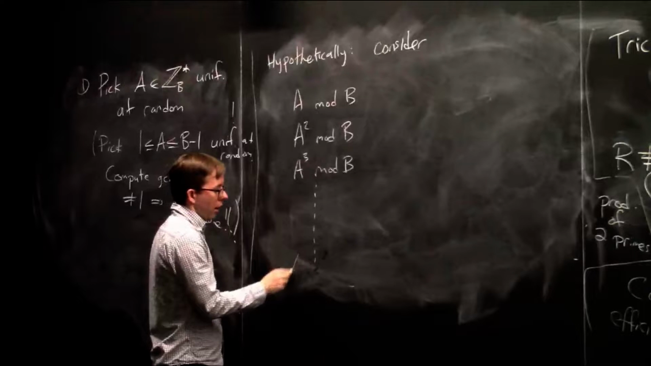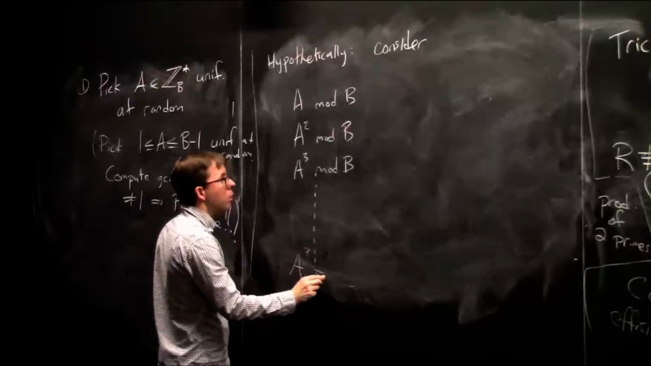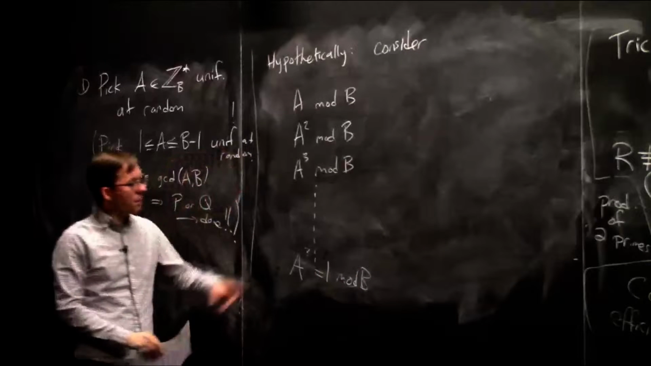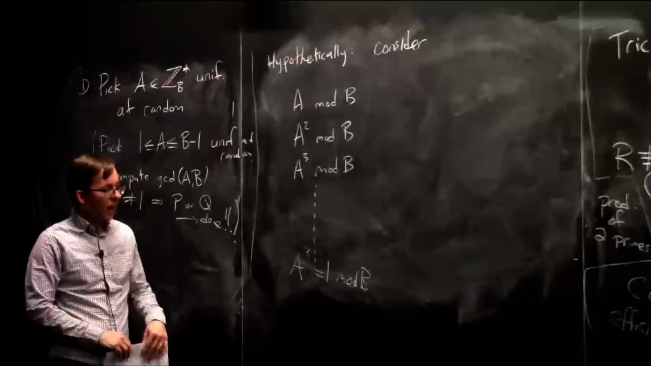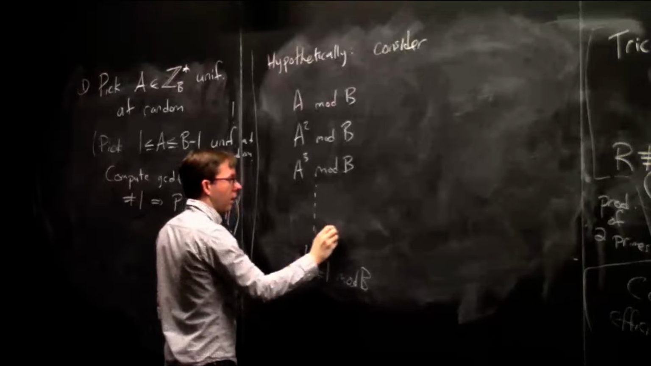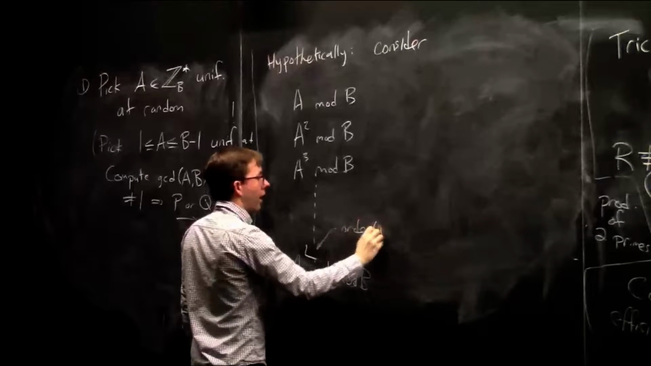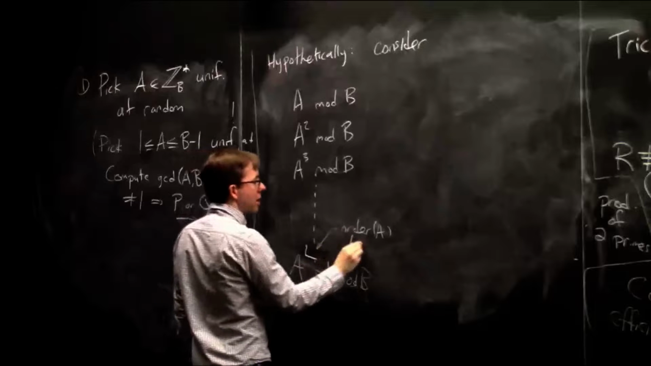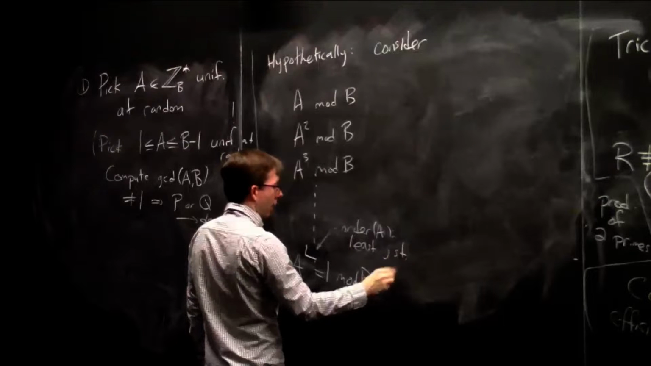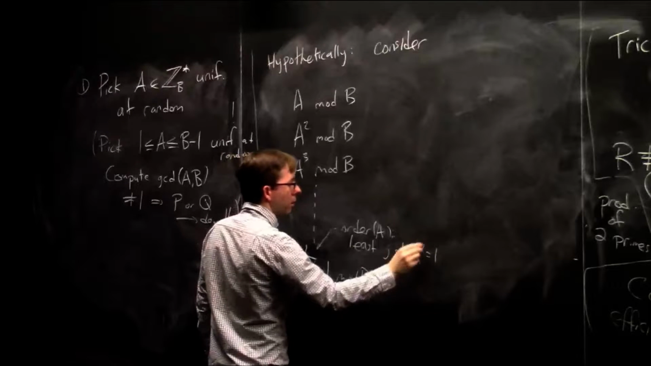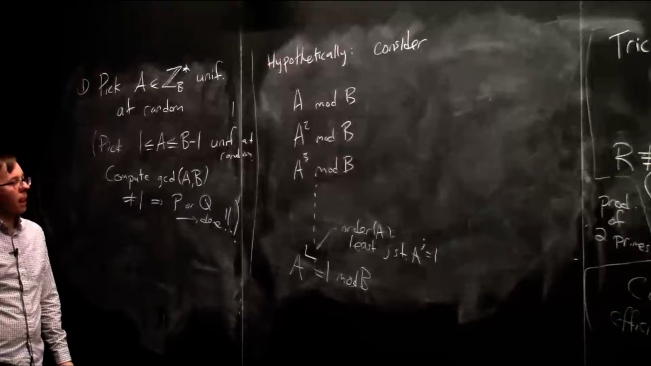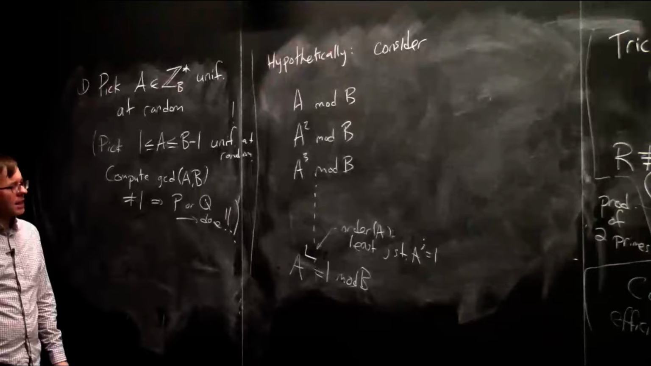So let's go to the first point at which you hit 1. a to the something equals 1 mod b. And this something is called the order of a. And let's just call it L. It's called the order of a. And it's the least j such that a to the j is 1 mod b.